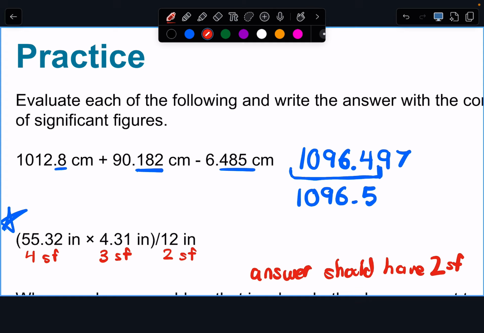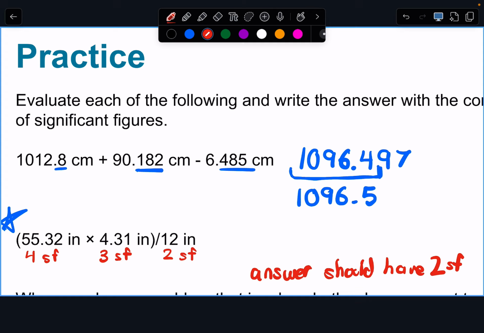Okay, so 4, 3, and 2. Make sure you're okay with knowing that those have the given number of significant figures. Those are really nice because there's no zeros. If there's no zeros, it's very obvious how many sig figs there are. And our answer then needs to have 2. So whichever is the least number of significant figures, that's what your answer needs to have.